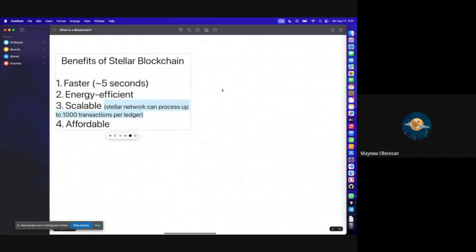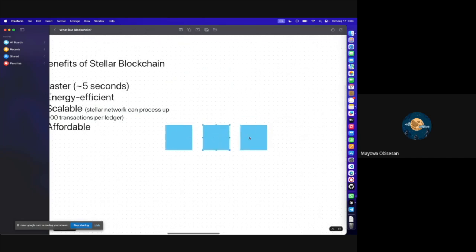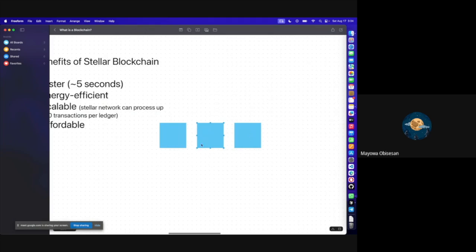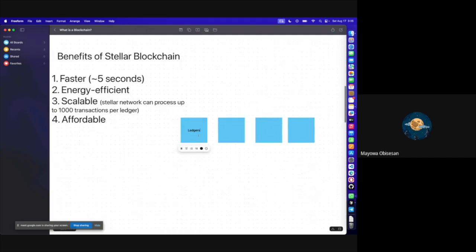When we talk about blocks, a blockchain basically is a collection of blocks. So it simply means I have a block here, and I have another block here, and another block here. All of this collection of blocks is what I refer to as a blockchain. But in Stellar, these are referred to as ledgers. So it can process up to 1,000 transactions per ledger.